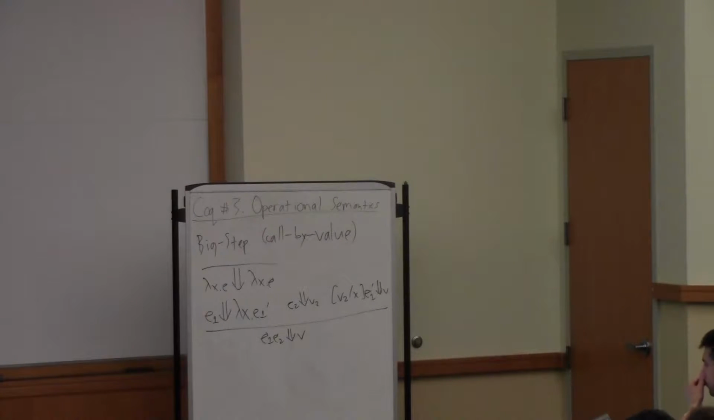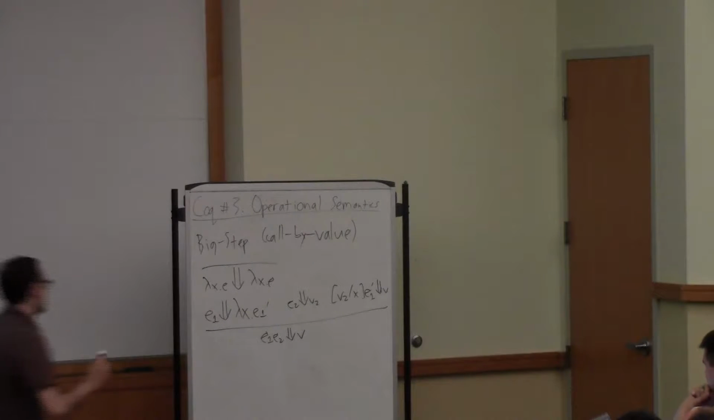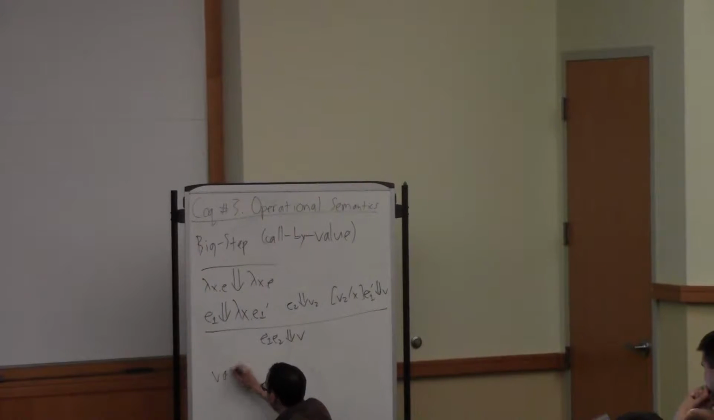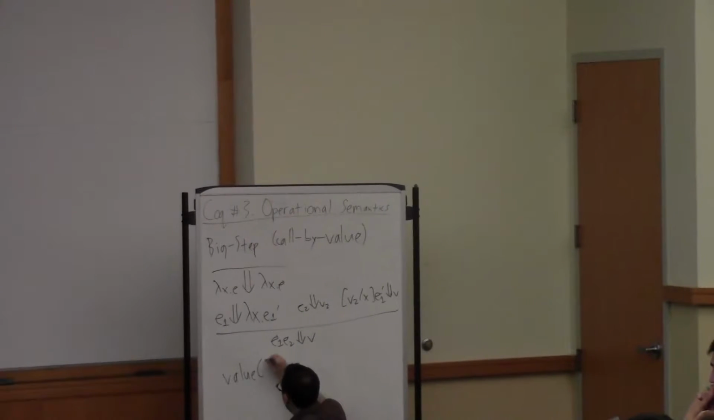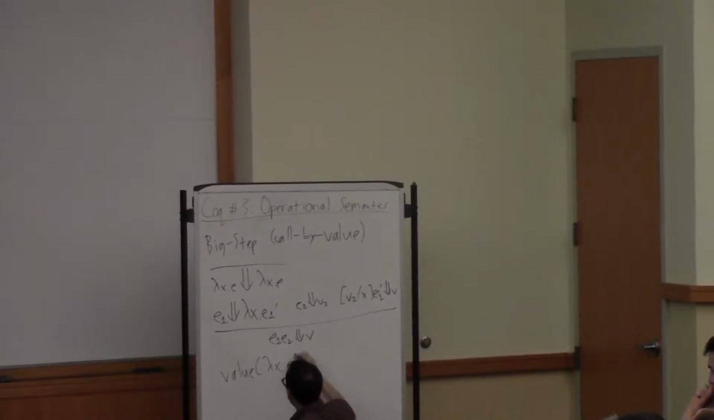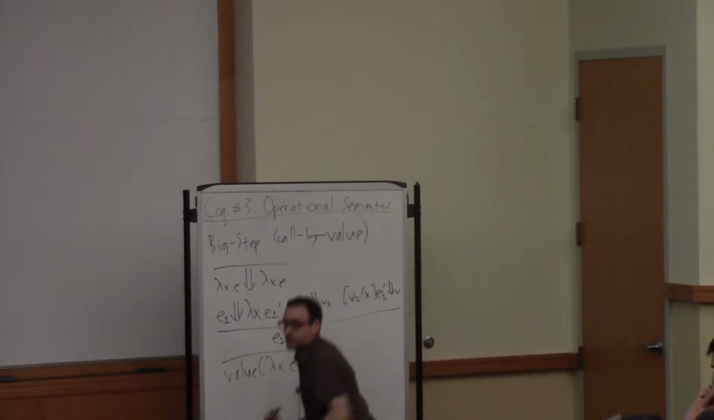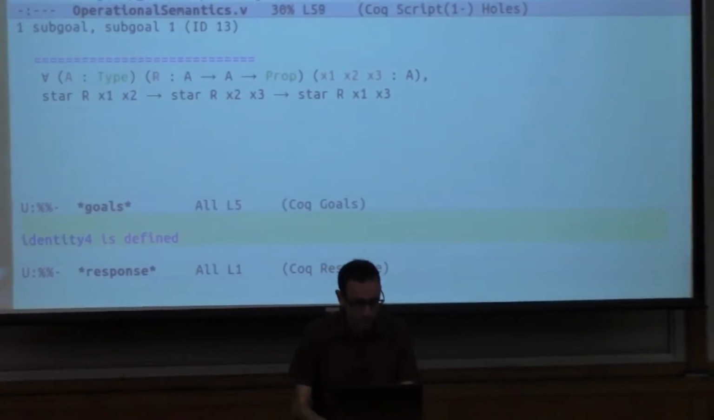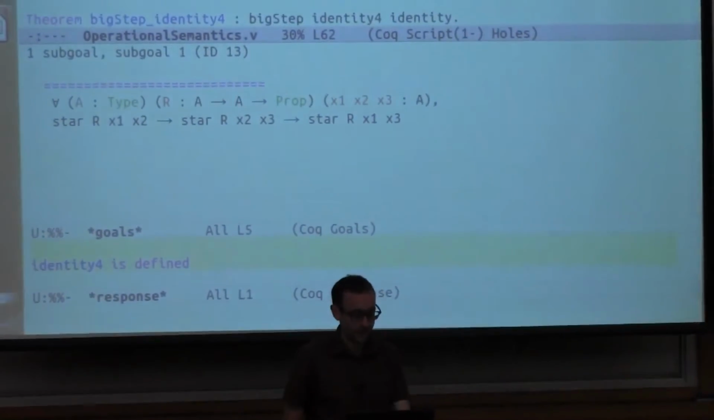Okay, so this is an unambiguous idea of what it means to evaluate a program. One other thing I should define: how do we know what is a legal answer for evaluation? We can define a very simple relation in this case that I'll just call value. And the only values are the lambda abstractions. So we would like to be able to show that whenever big step gives us an answer, it really is a value.